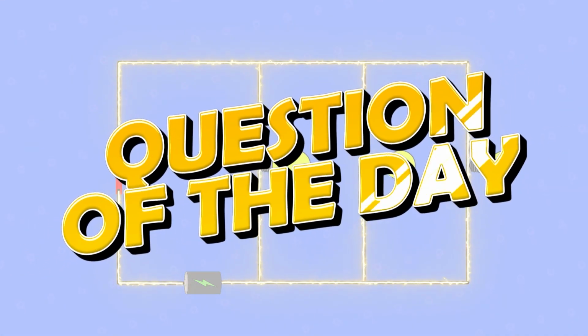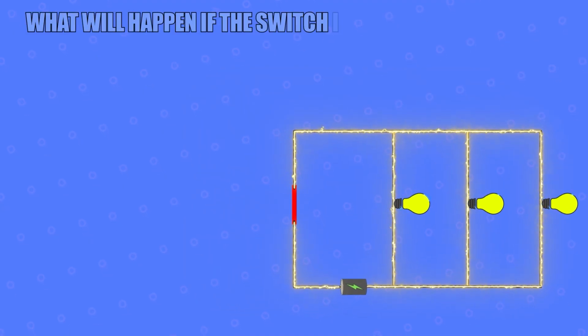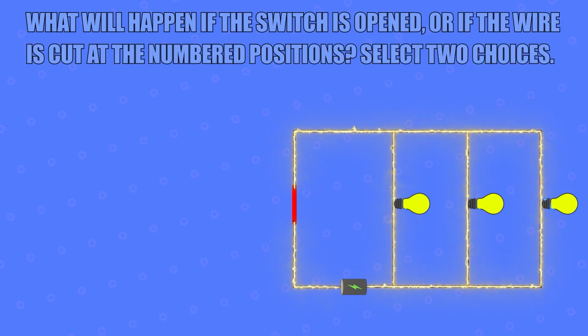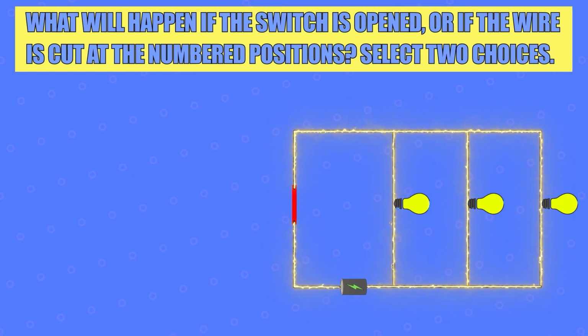So go ahead and ponder this question. What will happen if the switch is opened or if the wire is cut at the numbered positions? Select 2 correct outcomes based on the circuit design. Choose 2 correct responses.